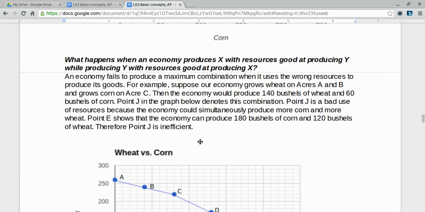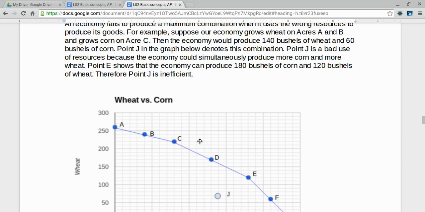What happens when an economy produces X with the resources good at producing Y, while producing Y with the resources good at producing X? An economy fails to produce a maximum combination when it uses the wrong resources to produce its goods. For example, suppose our economy grows wheat on acres A and B and grows corn on acre C. Then the economy would produce 140 bushels of wheat and 60 bushels of corn. Point J represents this combination.